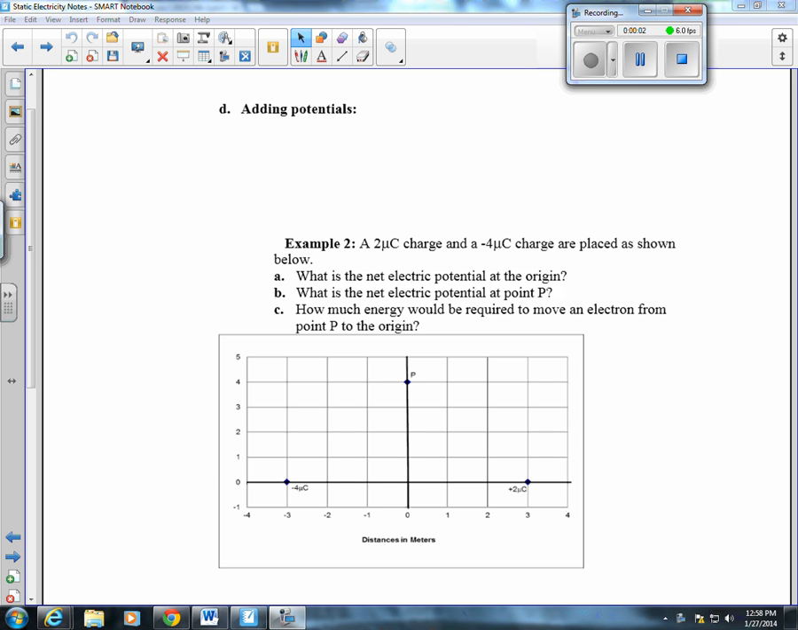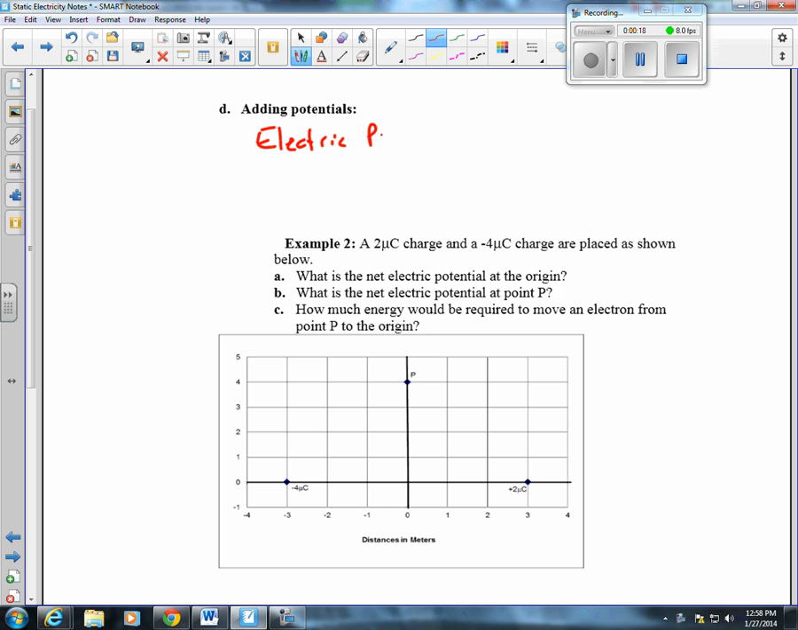In this video we're going to talk about adding electrical potentials. If you remember, when we add electric fields, we had to draw arrows, figure out directions, and add them like vectors. We had to make sure they were tip to tail, and so on. Potentials are a lot easier. Electric potentials, the letter for that is V, it's voltage, are scalars. So you don't have to draw arrows. You just add the numbers.